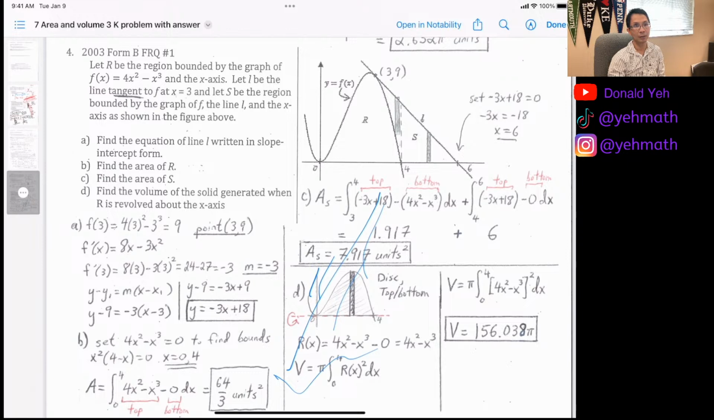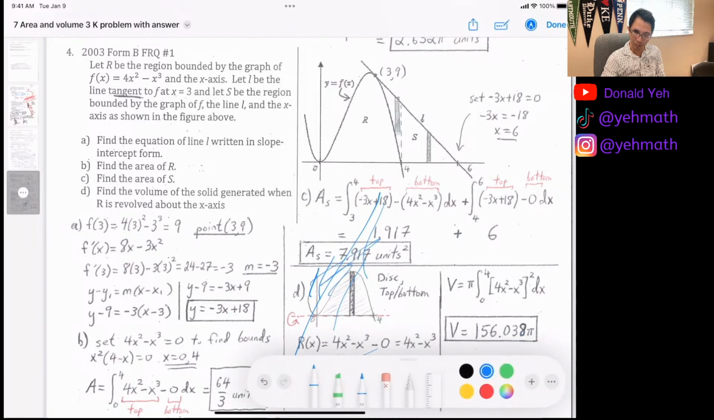C is the hardest here. Can't you just... because top and bottom are different after 4. After 4, it's just a triangle. It's a straight triangle. Before 4 is actually small shapes. And it's top minus bottom. What do you mean?